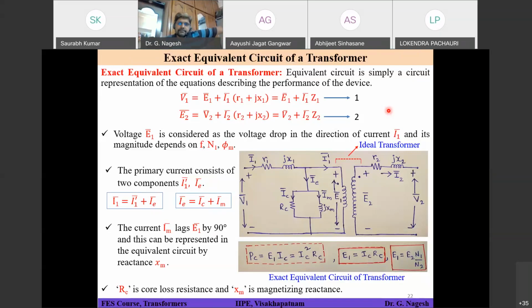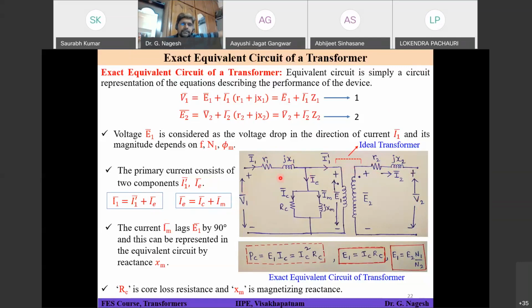Okay, so how to proceed for that? First we start with the secondary existing as it is. That means V2 remains the same way, and R2 and jX2 remain the same. So you have to transfer the resistance R1, jX1 onto the secondary side, and V1 also needs to be transferred onto the secondary side.